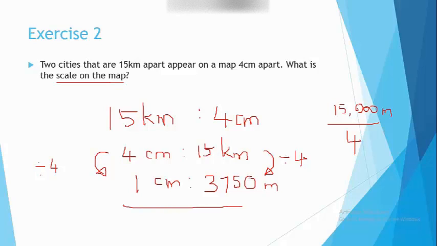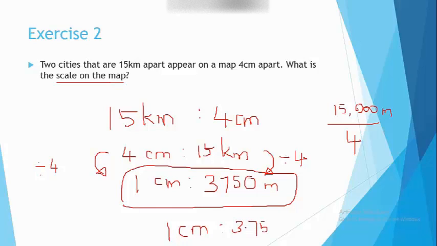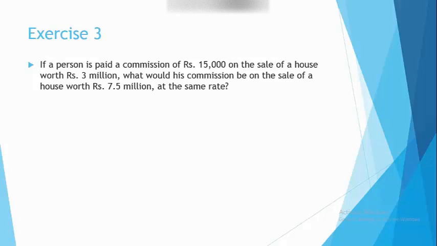So the ratio, or the scale on the map, is 1 centimeter to 3,750 meters. And you can also mention it in kilometers if you want. So 1 centimeter equals 3.75 kilometers, which is when you divide 3,750 by 1,000. So both of them are correct. So let's move on to the next question, exercise 3.